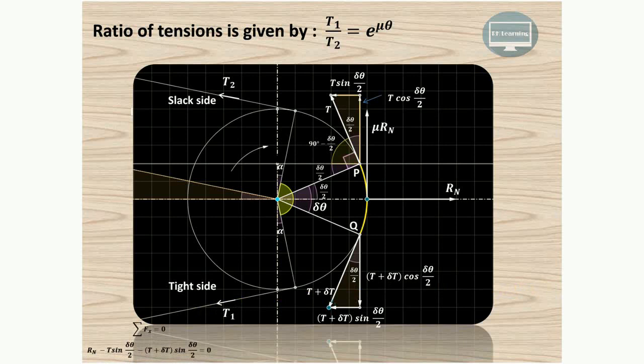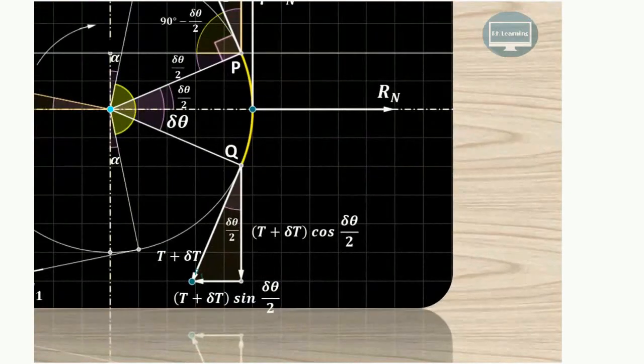So summation of Fx is equal to 0. If you consider forces towards the right as positive, then Rn will be positive, that we have indicated over here. This T sine delta theta by 2 is in the negative x direction. Similarly, T plus delta T sine delta theta by 2, that is also in the negative direction. So those are negative, and that is equal to 0.